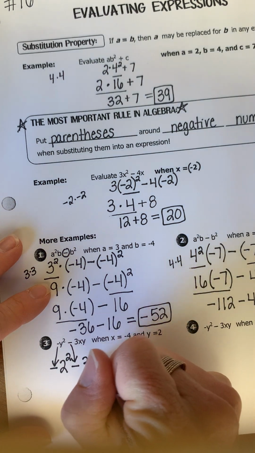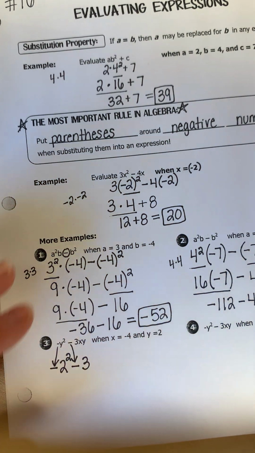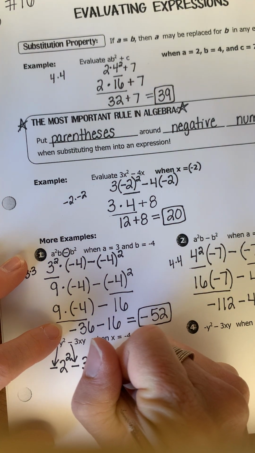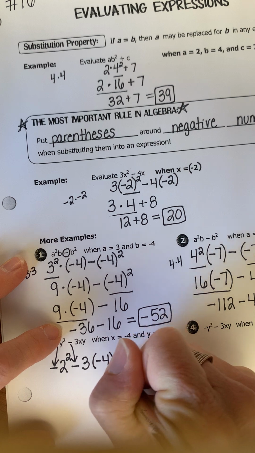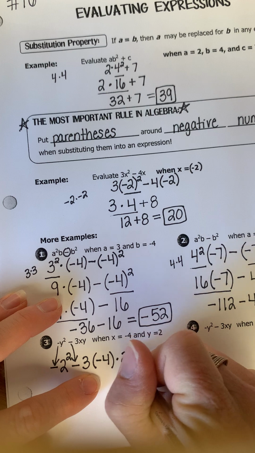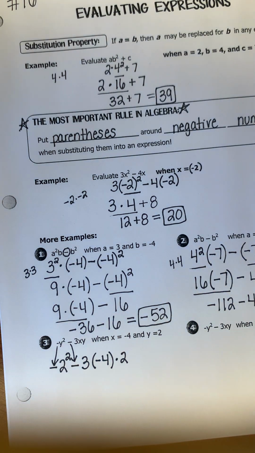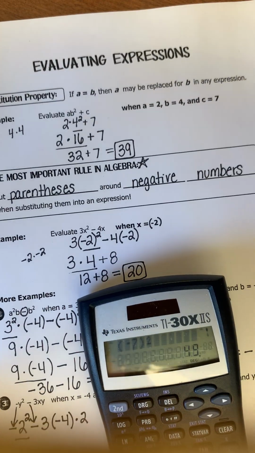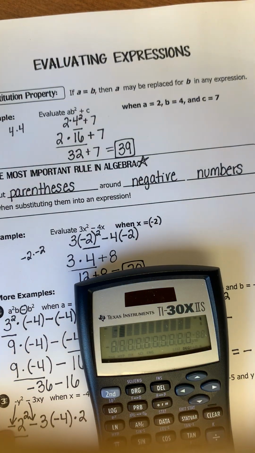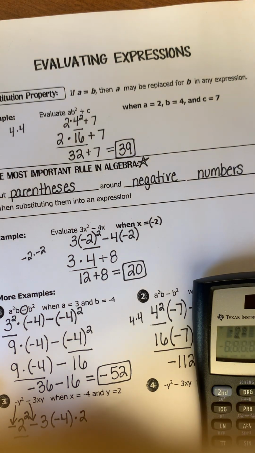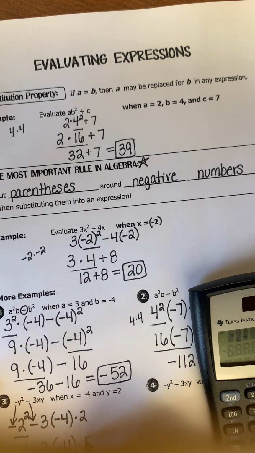Okay, I have a 3, and I know this is 3 times x times y. So 3 times x, which is going to be a negative 4, so parentheses, and then y is going to be a 2. So I'm going to multiply by 2. I know I need to do exponents first. And now watch what's different. What is different here? I don't have the parentheses. Negative 2 squared is going to give me negative 4. Minus 3 times negative 4 times 2.